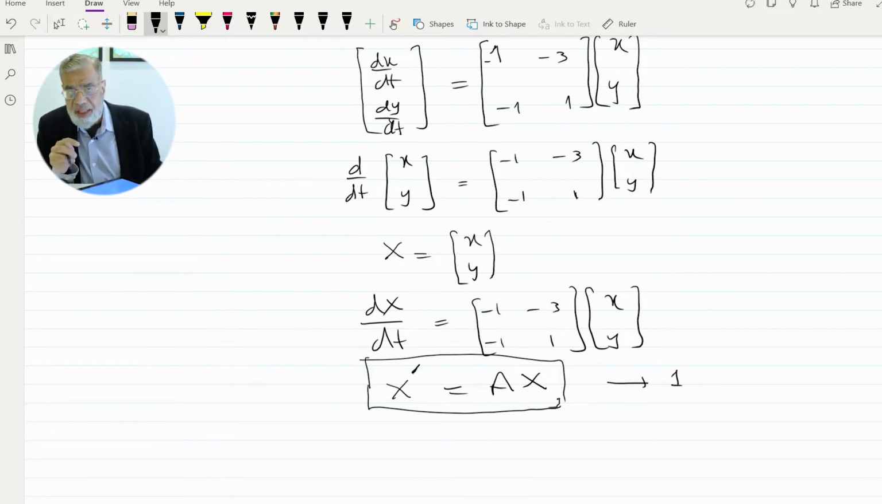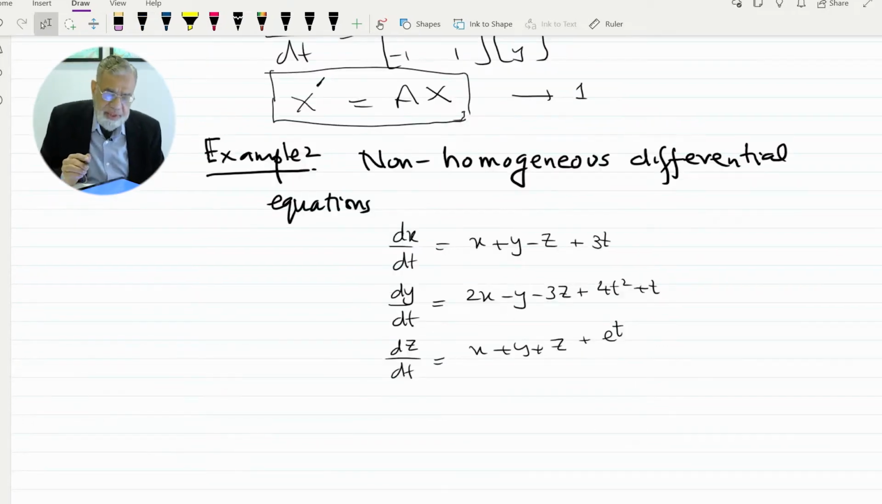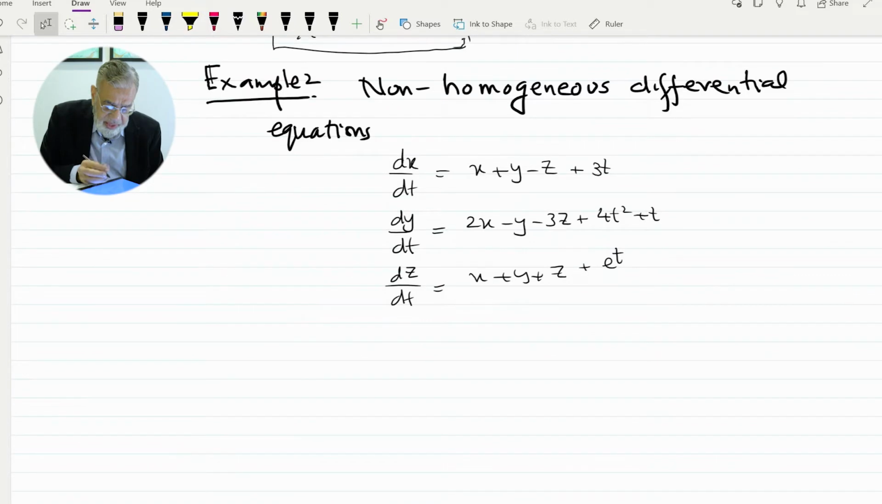Now I give you another example of how we rewrite this when we have a non-homogeneous differential equation. We are going to take a non-homogeneous differential equation and check how we can write it in the form of a matrix. Here we have dx/dt = x + y - 2z + 3t, dy/dt = 2x - y - 3z + 4e^(t^2) + t, and dz/dt = x + y + z + e^t. We keep dx/dt on the left and write it in matrix form: dx/dt, dy/dt and dz/dt.